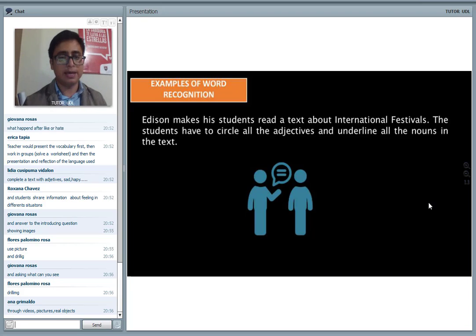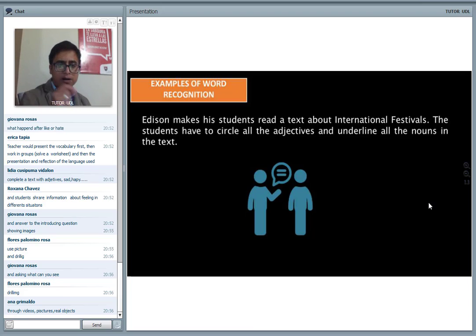Examples of word recognition. Edison made his students read a text about international festivals. The students have to circle all the adjectives and underline all the nouns in the text. So if the students have to do that, they need to know which words are adjectives and which words are nouns. So in that case, the technique that the teacher is using is word recognition. Yes? Very simple. Do you use this kind of technique in your lessons?